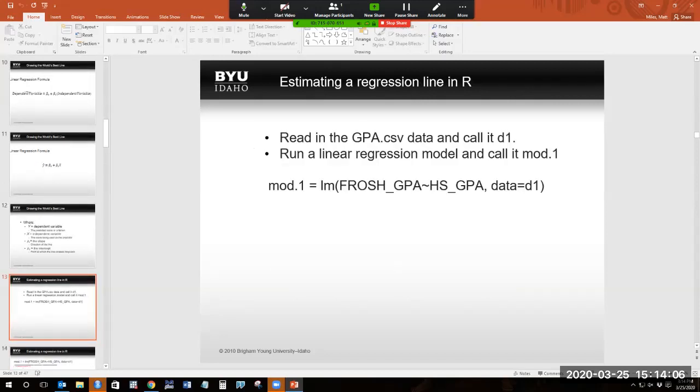So we can run this regression model in R. It's super simple. You've got to give the regression model a name, so I always just call it mod.1 and then mod.2. Just keep things easy for me. You can call it whatever you want to call it. Mod.1 is going to equal lm, which stands for linear model, of freshman GPA predicted by high school GPA, and then the data set we're going to use is d1.